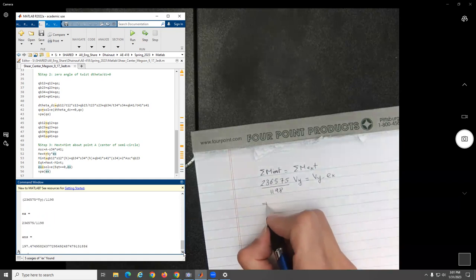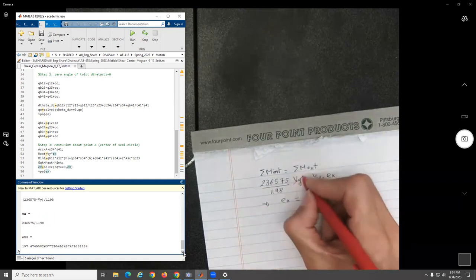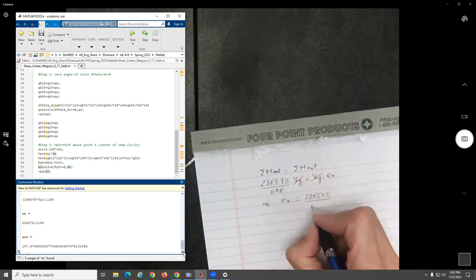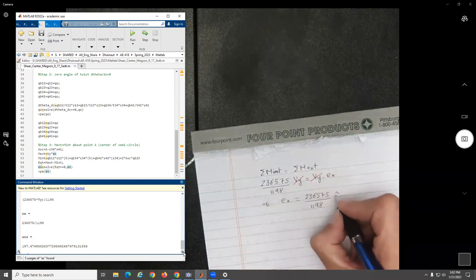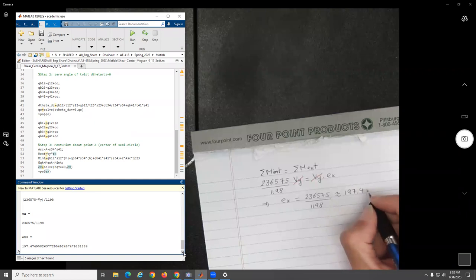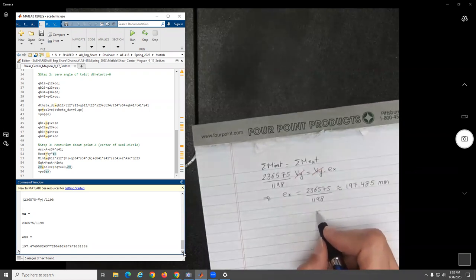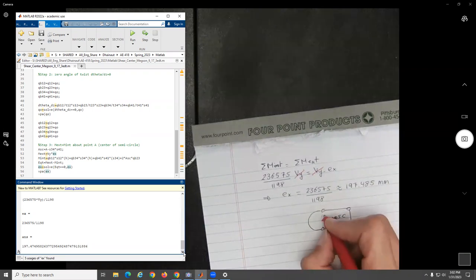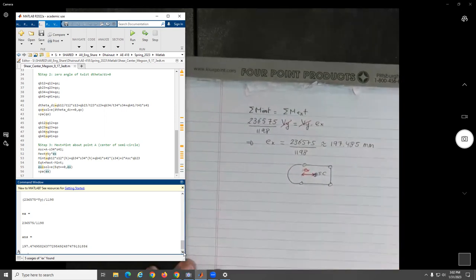So you can see here right away that you can solve for what? Ex is equal to the same number, 2, 3, 6, 5, 7, 5 divided by 1, 1, 9, 8, which is approximately 197.485 millimeters. So basically, if I do a figure here, and I'll make it look like a semicircle, but they don't have to be a semicircle. What would be the location of the shear center? It is located at that location.